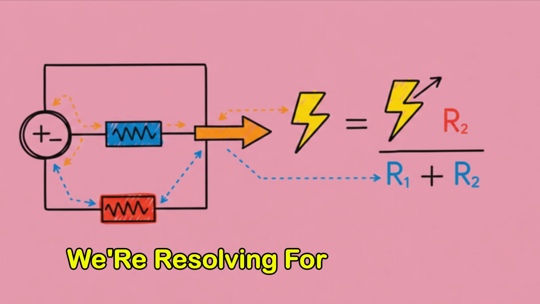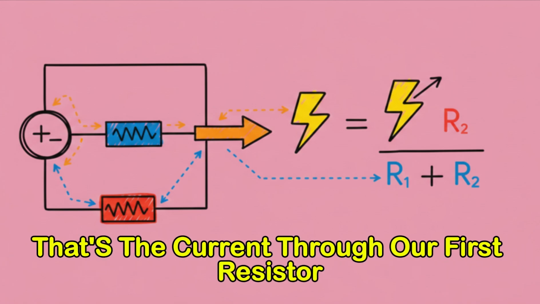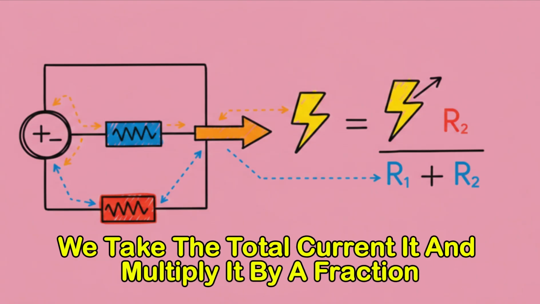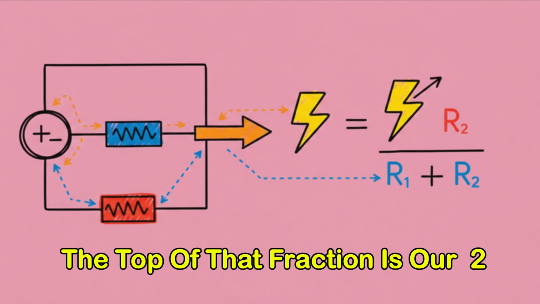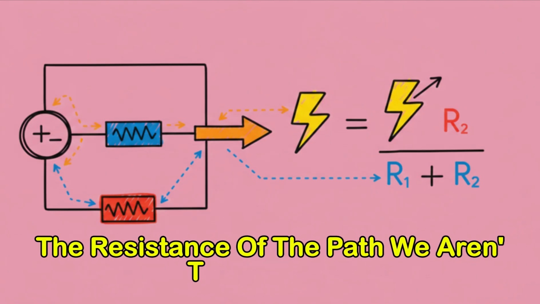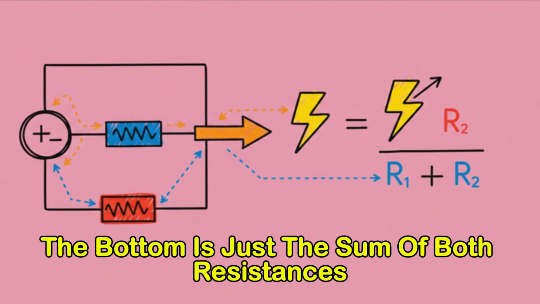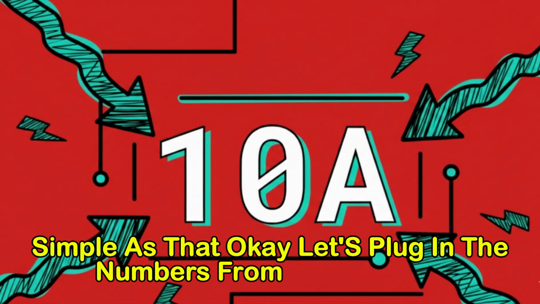We're solving for I1, right? That's the current through our first resistor. We take the total current and multiply it by a fraction. And here's the trick again. The top of that fraction is R2, the resistance of the path we aren't solving for. The bottom is just the sum of both resistances. Simple as that. Okay, let's plug in the numbers from our example.